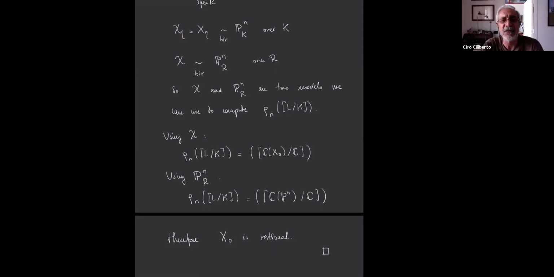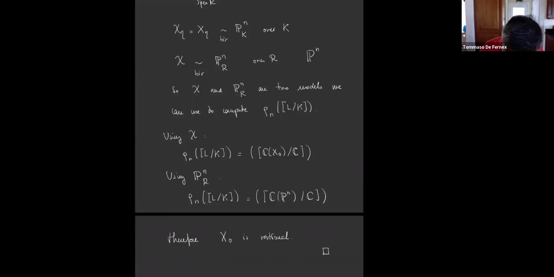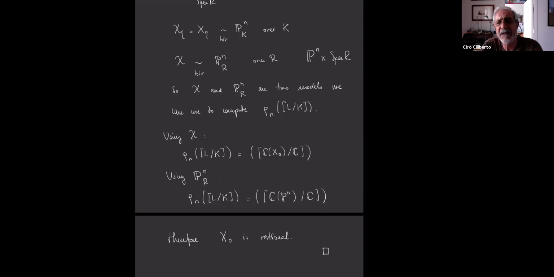So I am a bit confused. You say X is birational to Pn over R. Pn over R is a product, right? Yes, Pn over R is a product. It's the same thing as Pn cross Spec R, because they have the same generic fiber. So this is because R is a local ring? Yes, right, that's because R is a local ring.